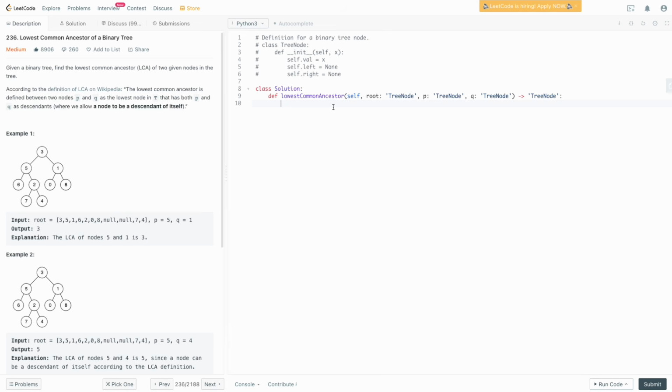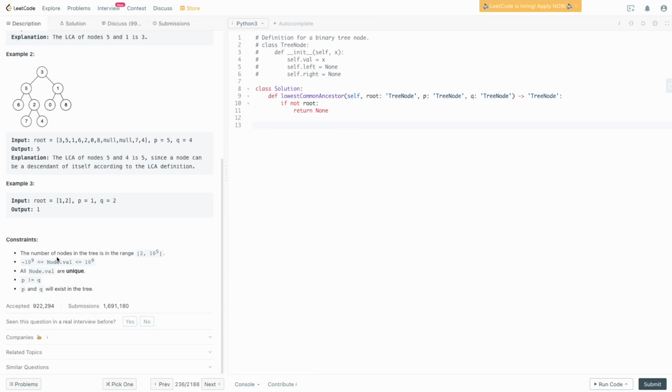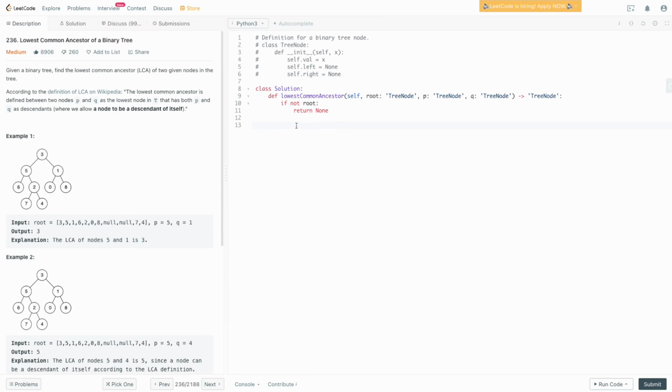Let's write the code. The first thing that we want to do is actually check whether or not our tree was given to us, because if we don't have a root, then there's nothing for us to search for P and Q. We should just return none. So if not root, we can simply return none. I think actually for this problem, we are guaranteed to have those nodes, but it doesn't hurt to do this.